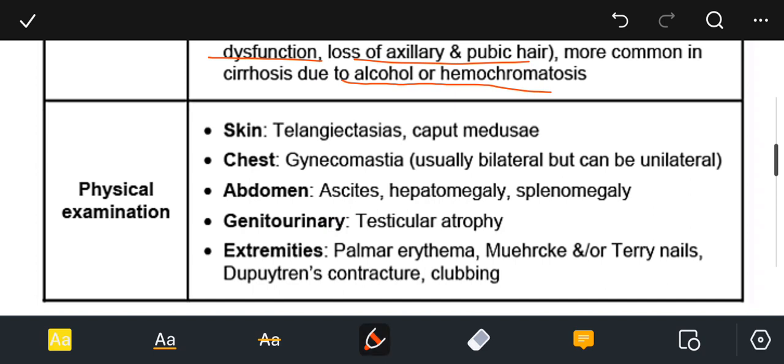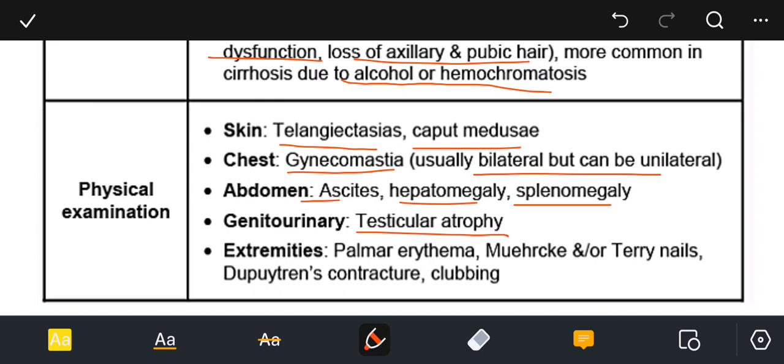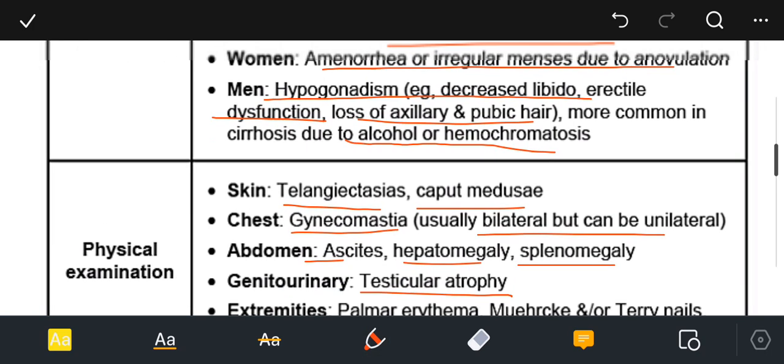Physical examination includes skin telangiectasias and caput medusae. On chest there will be gynecomastia, usually bilateral but can be unilateral as well. On abdomen we will find ascites, hepatomegaly and splenomegaly. The genitourinary system will show testicular atrophy. Extremities will show palmar erythema, Muehrcke's or Terry's nails. Dupuytren's contractures and clubbing will be present in cases of cirrhosis.